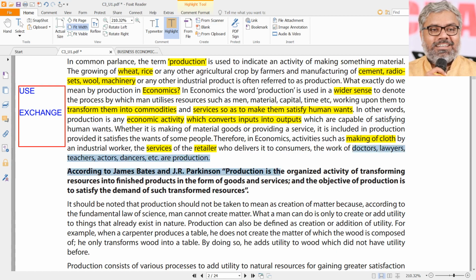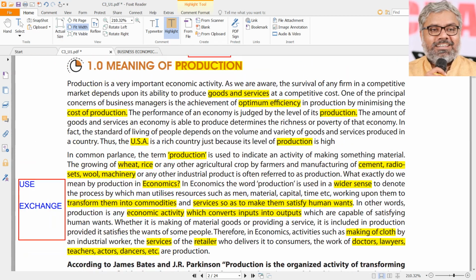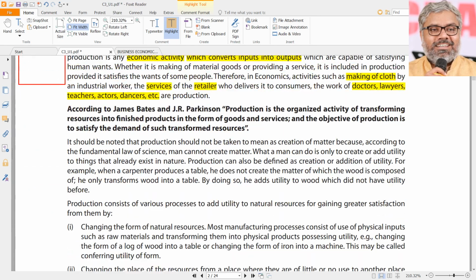So the work of doctors, lawyers, teachers, actors, dancers, etc., everything is production in economics. So don't be under a narrow sense that production means manufacturing. No. The essence of this entire paragraph in one line is: production means an economic activity which should generate an exchange value for an output, where that activity has converted the inputs into outputs. And production includes the manufacturing of goods and also the rendering of services. That's it. That's the meaning of production.